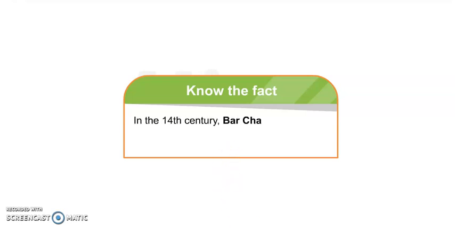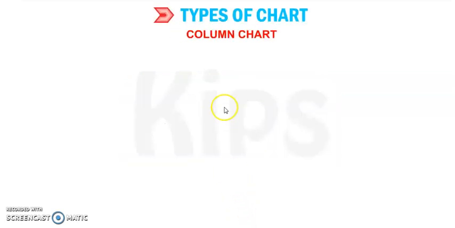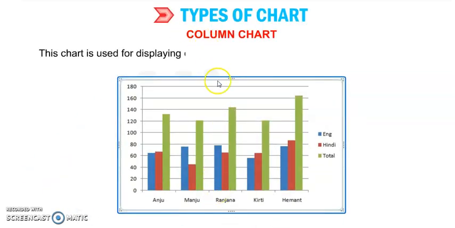There is another fact. In the 14th century, the bar chart was used for the first time to plot the velocity of a constantly accelerating object against time. Next type of chart is column chart.